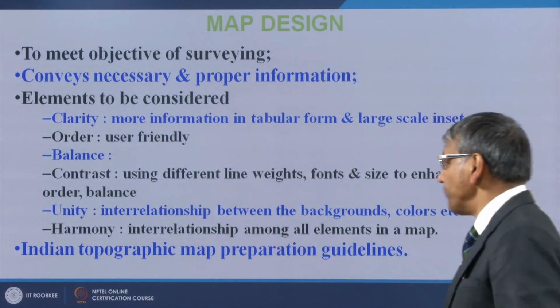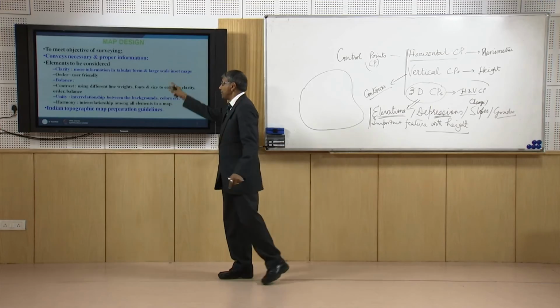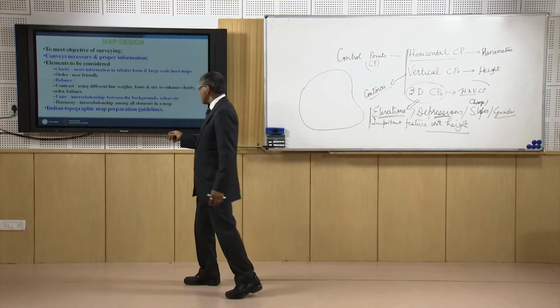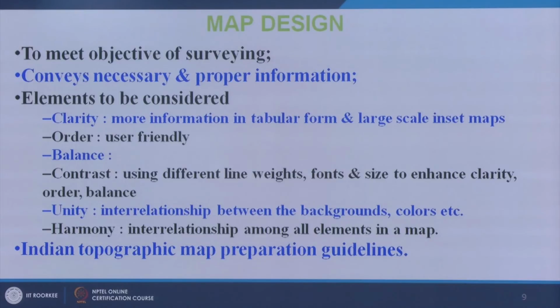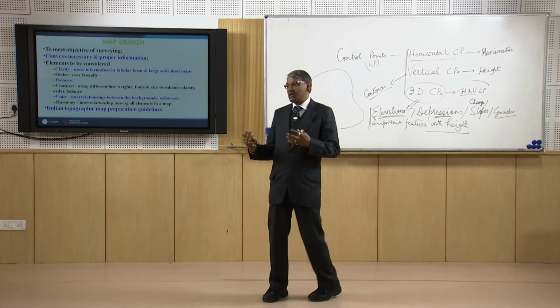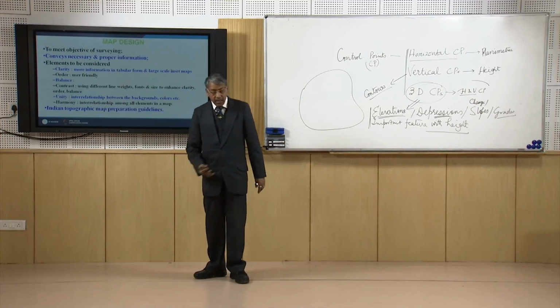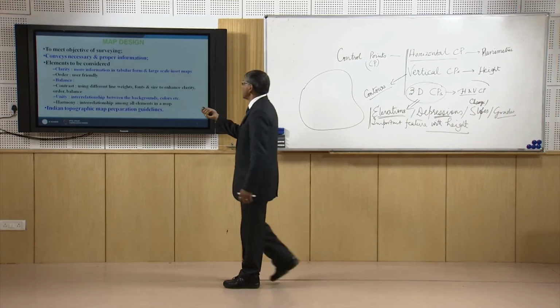Then the unity and interrelationship between the background and color should be there, along with harmony and interrelation among the different elements in the map which we have discussed. Now there are some guidelines in each country for the preparation of the topographic map. Indian topographic map guidelines are also there. If we follow those guidelines, then probably our design will be good.